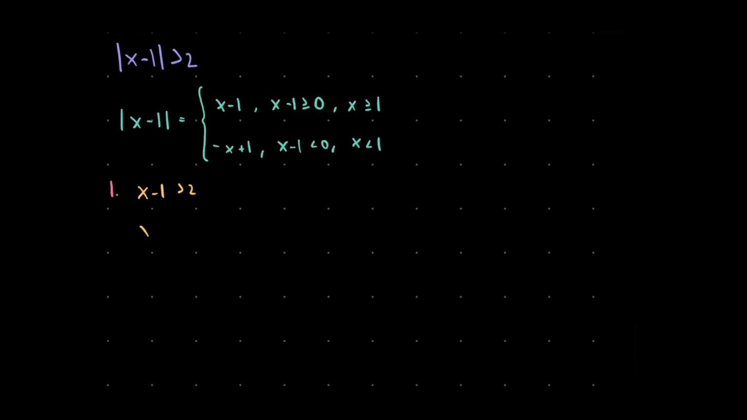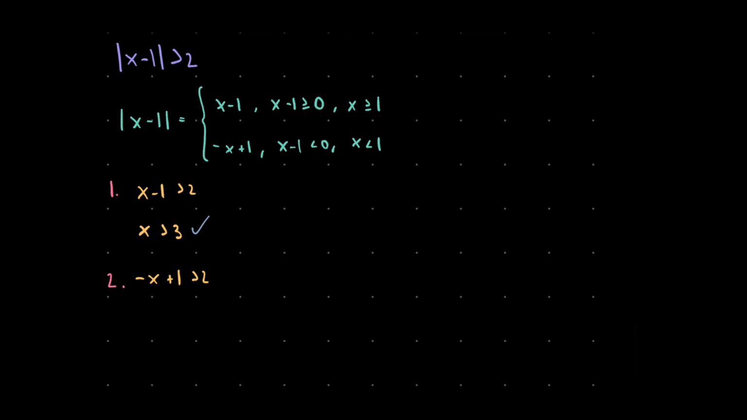By rearranging, we get x is greater than 3. And by checking here, x needs to be greater than or equal to 1. And we have x is greater than 3, so this is valid. We give it a quick check mark. And in our second case, we're testing for x values less than 1. And so therefore the absolute value of x minus 1 outputs minus x plus 1. And that has to be greater than 2 for this question.